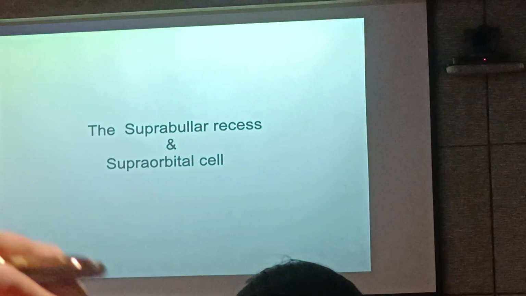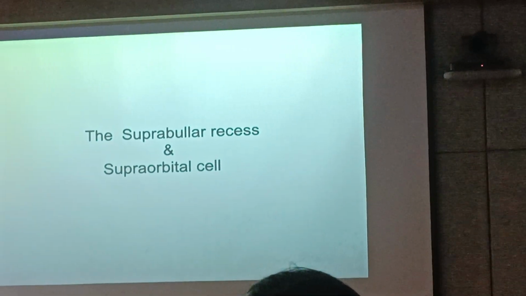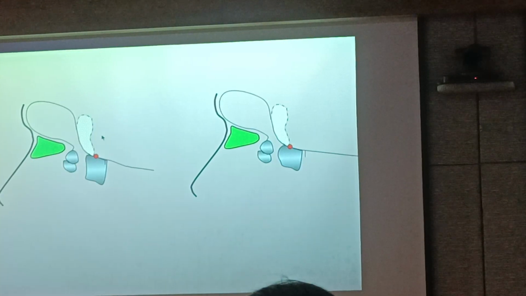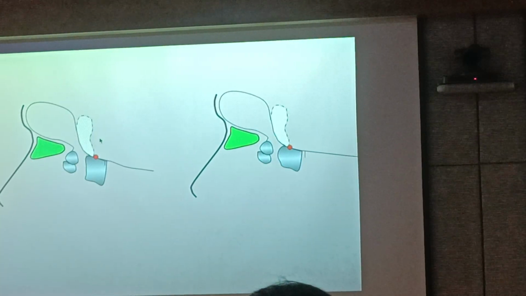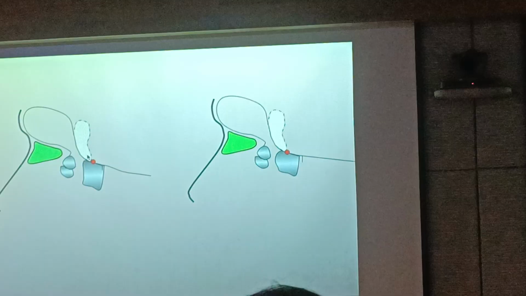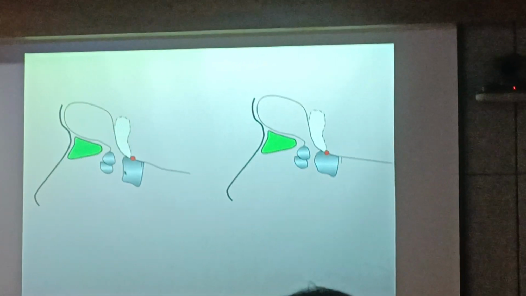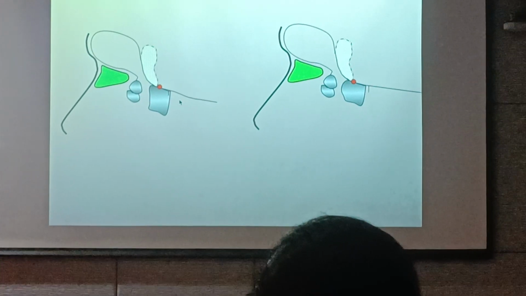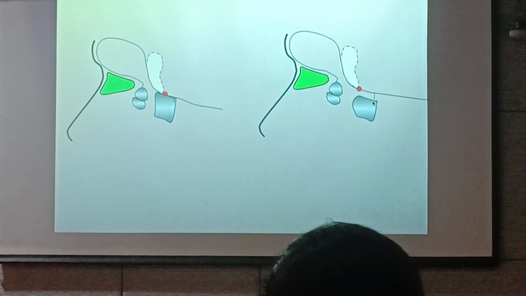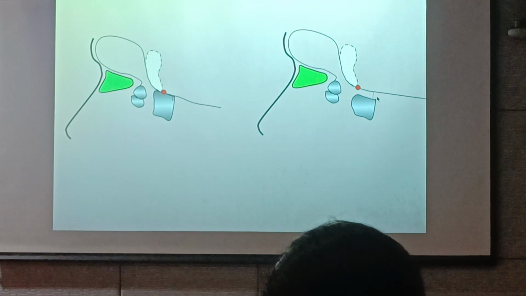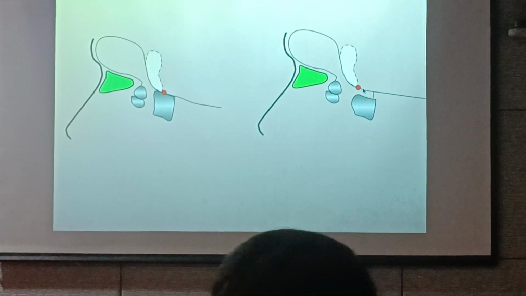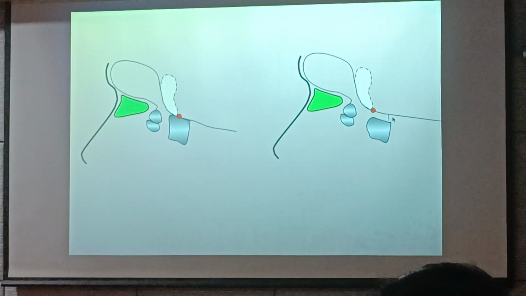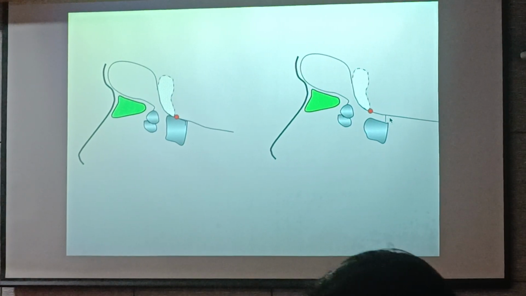Now we'll talk about the concept of what is the suprabullar recess and supraorbital cell. Okay? So, if the bulla reaches the skull base, then there is no suprabullar recess. But if it doesn't reach the skull base, and there's a space between the upper border of the bulla and the skull base, that is a suprabullar recess. Is that clear? Okay.